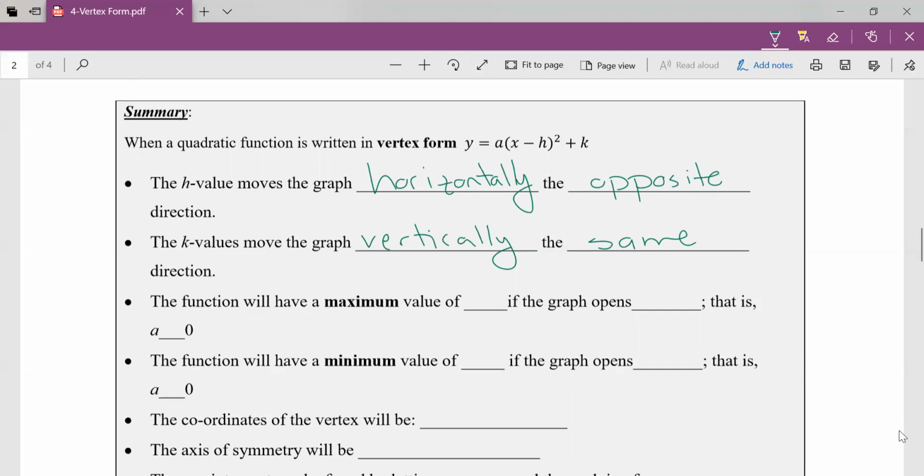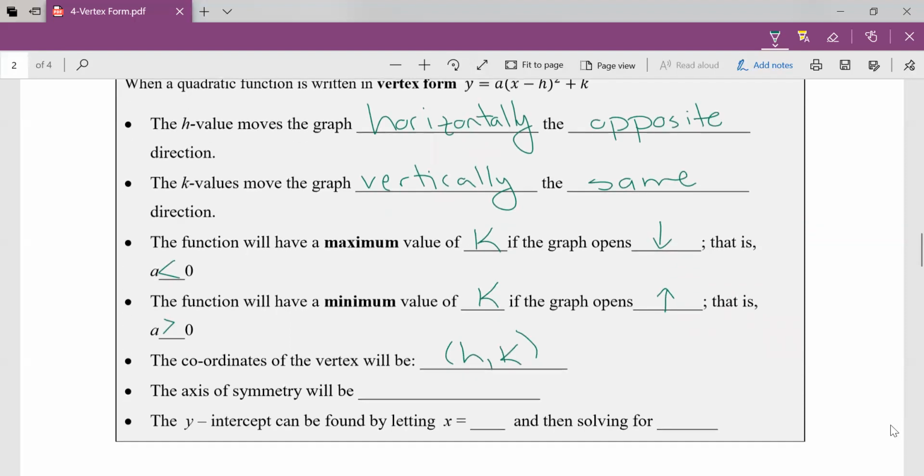The graph will have a max value of k if the graph is opening down, that is, if a is less than 0. The function will have a minimum value of k if the graph opens up, that is, if a is bigger than 0. Coordinates of the vertex are simply (h, k). And then the axis of symmetry is x is equal to h, because remember the axis goes right through the x coordinate of the vertex.